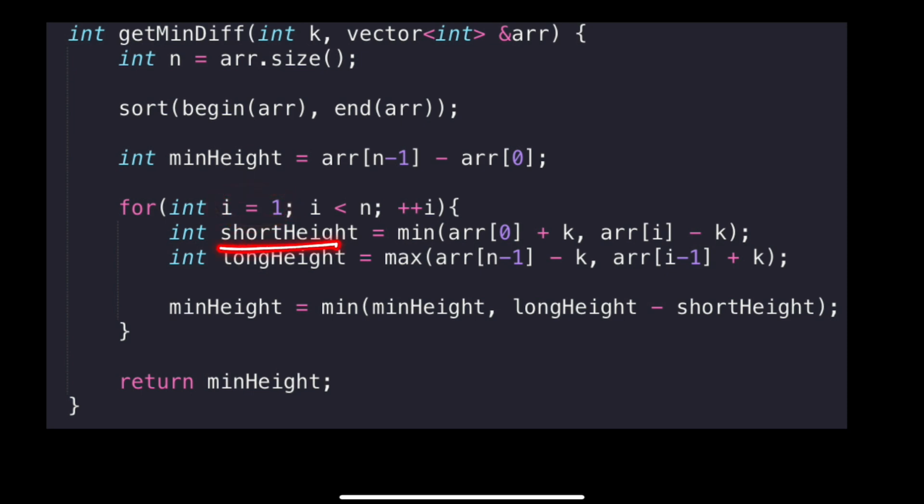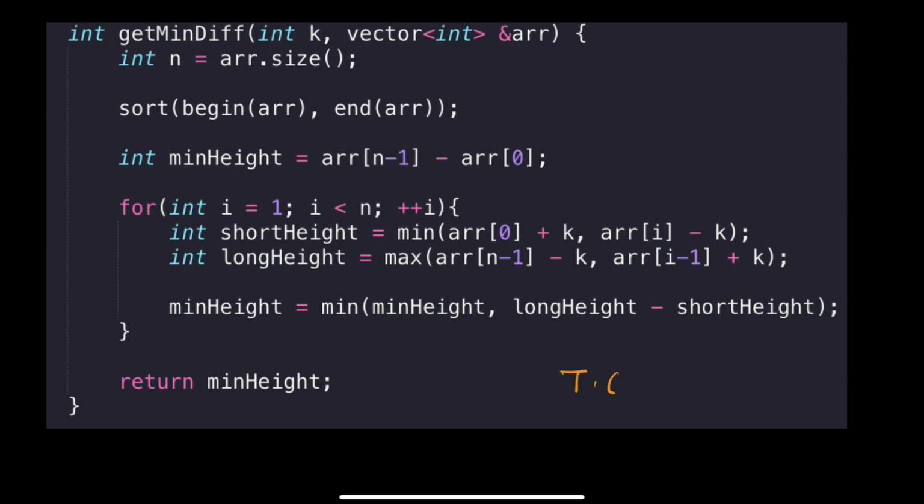Then inside I am finding the short height, that is the minimum of the starting element plus k and the current index element minus k, and the long height will be the maximum of the last element minus k and the previous index of the index that we are standing at, plus k. And after we find the short height and long height, we minimize the minimum height by finding the difference and comparing it with the previous minimum height, or the current potential minimum height that we found. Okay, and after we execute this loop, we simply return the minimum height. So the code is very simple, but the observations we gathered are very tricky, right?